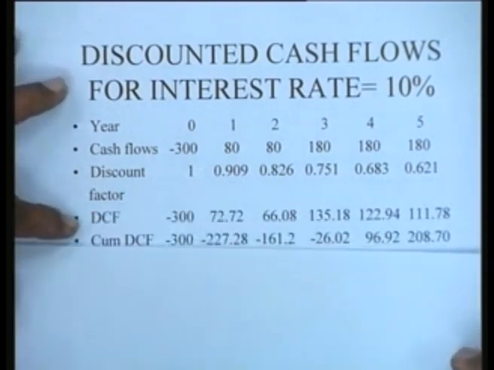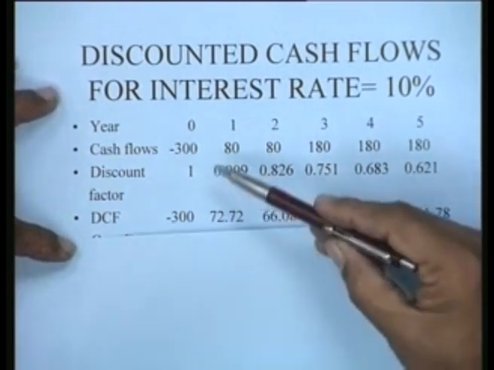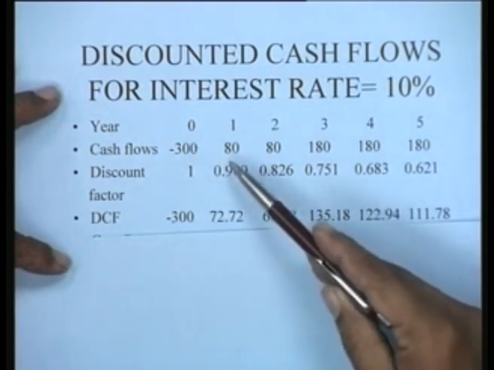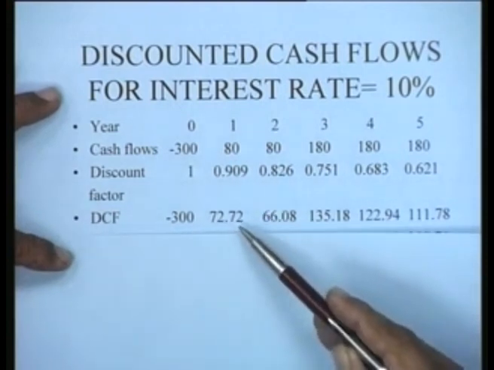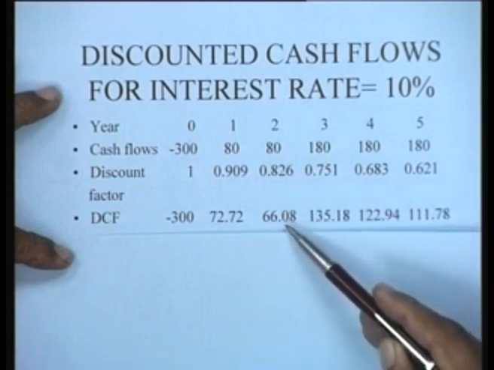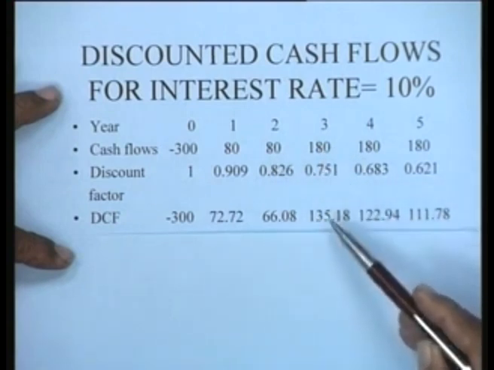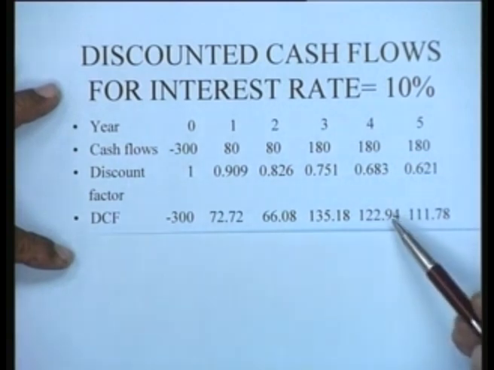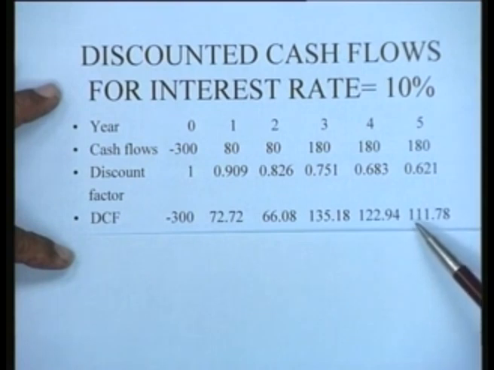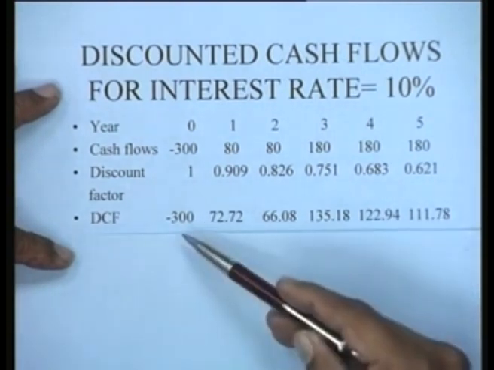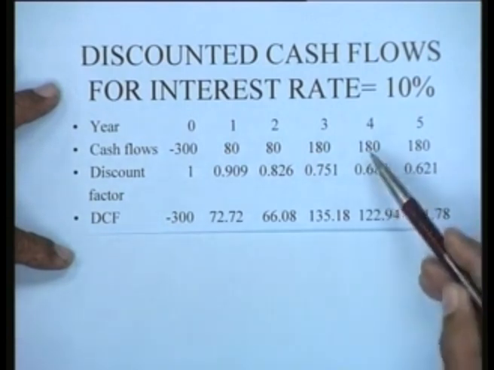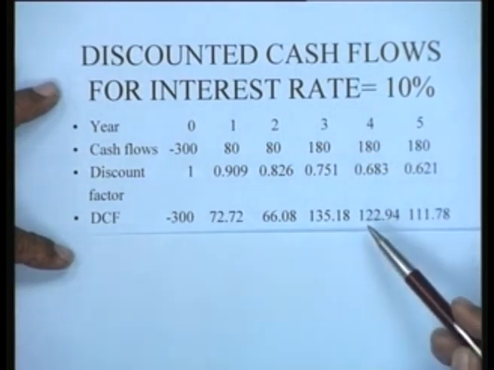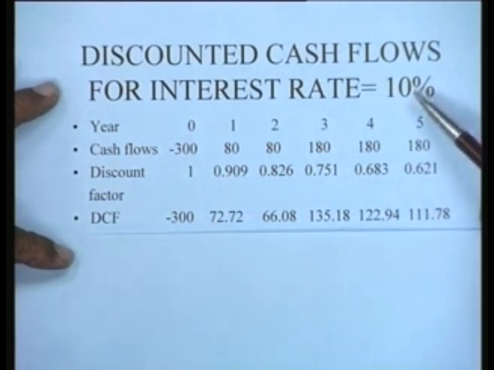So what we can do is we can then compute the discounted cash flow. The discounted cash flow is nothing but the multiplication of the discount factor with the actual cash flow. So this is minus 300, 80 multiplied with 0.909 gives us 72.72, and similarly here we get 66.08, 180 into 0.751 gives us 135.18, 180 into 0.683 gives us 122.94, and 180 into 0.621 gives 111.78. So these are now the discounted cash flows. That means this much money at the end of the 4th year, 180,000 rupees, is actually worth 122.94 right now if you take an interest rate of 10%. That is the physical meaning.